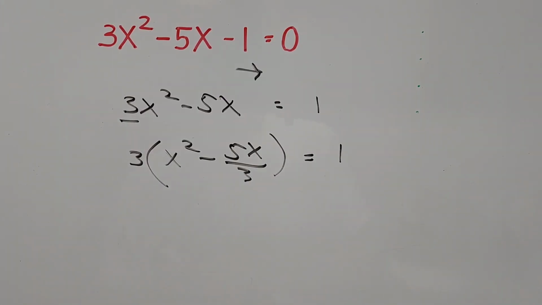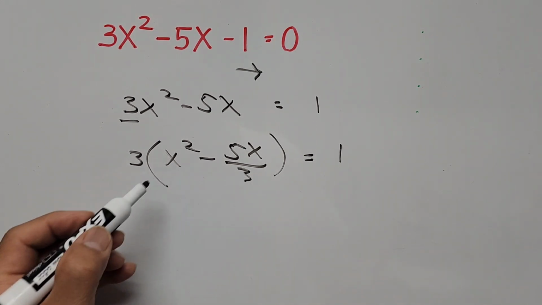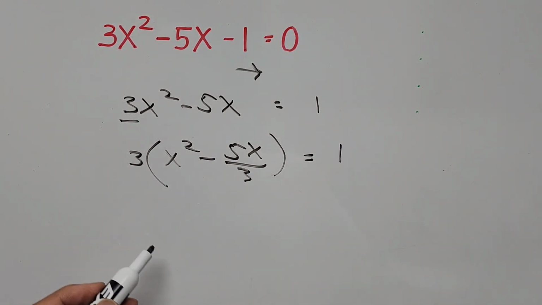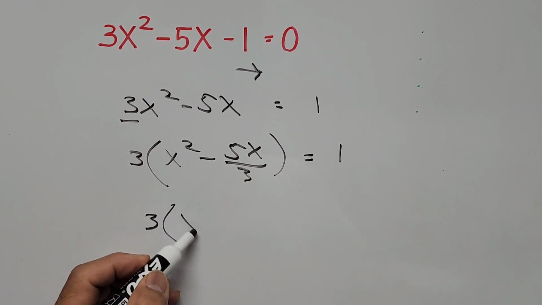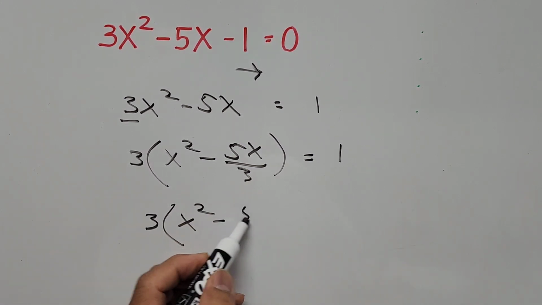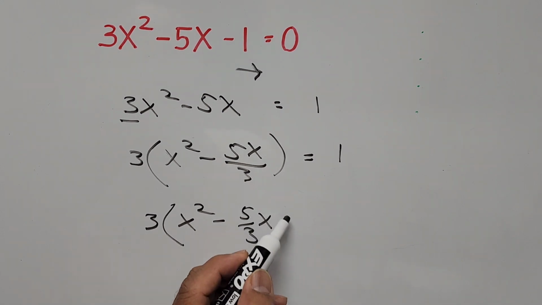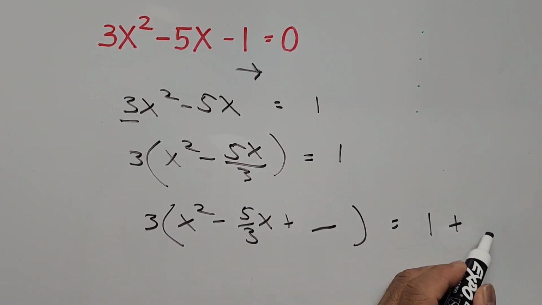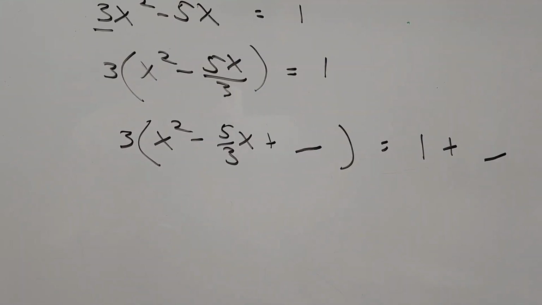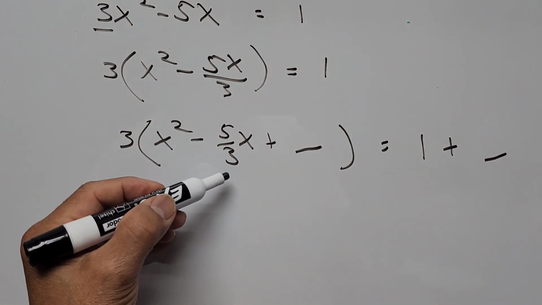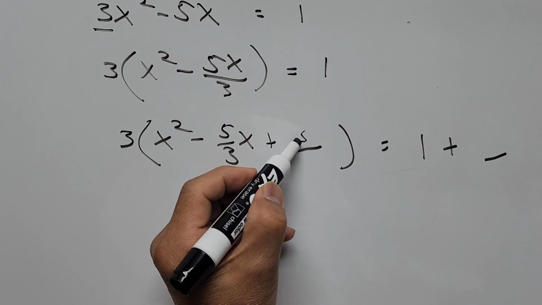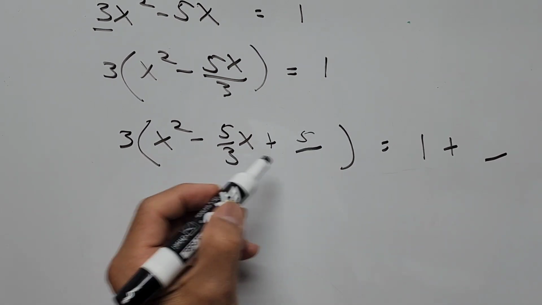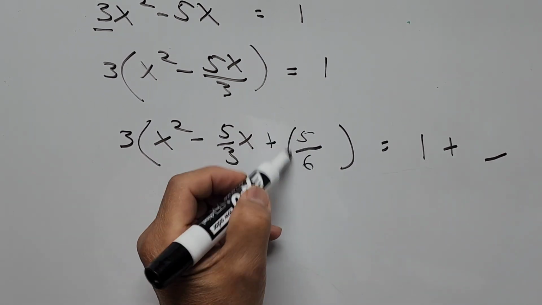So now we start finding the third term, since we have just 2 terms over here to make a perfect square. So we have now 3 times the quantity x squared minus 5/3 x plus the third term equals 1 plus the term that we added on here. So for the third term, we have to divide the coefficient of the second term by 2. So this is now 5 divided by 3 divided by 2. That will become 5 over 6. And we square it.